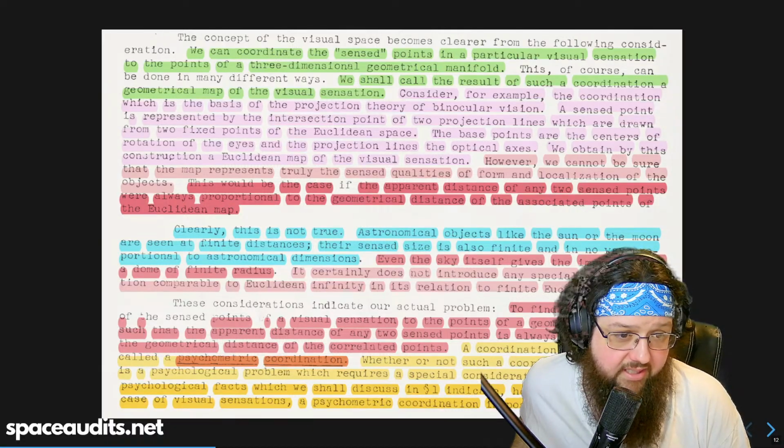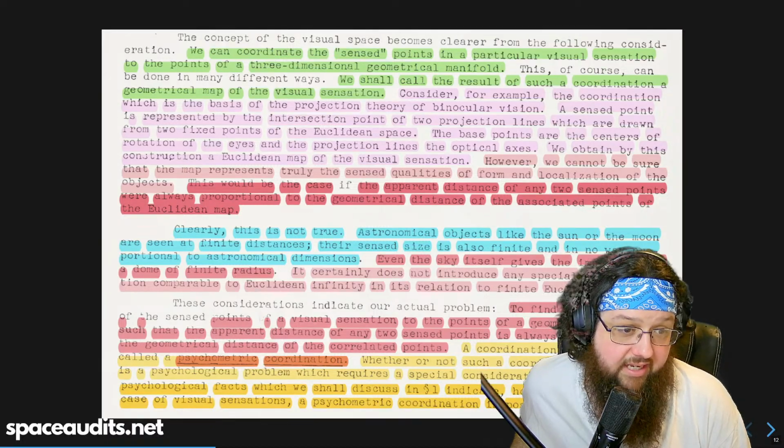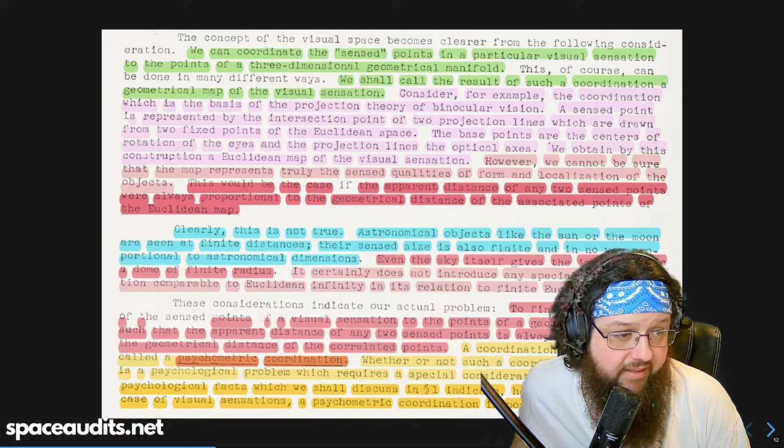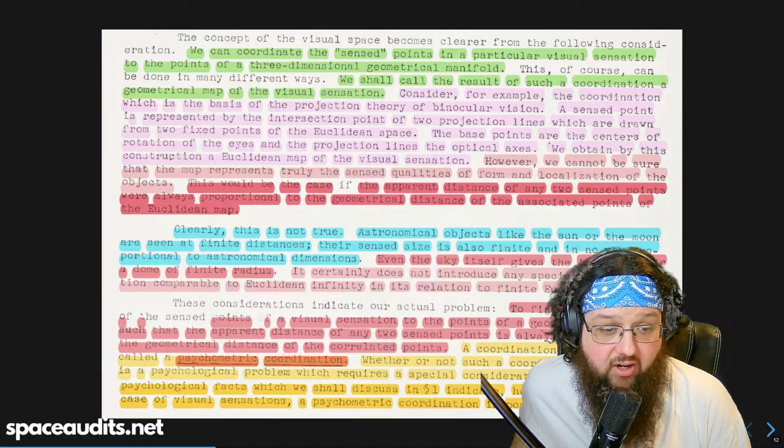It certainly does not introduce any special size sensations comparable to Euclidean infinity in its relation to the infinite Euclidean size or finite Euclidean size. These considerations indicate our actual problem.